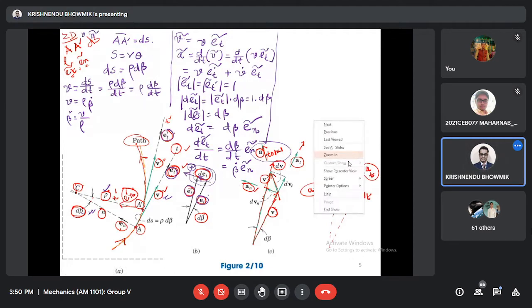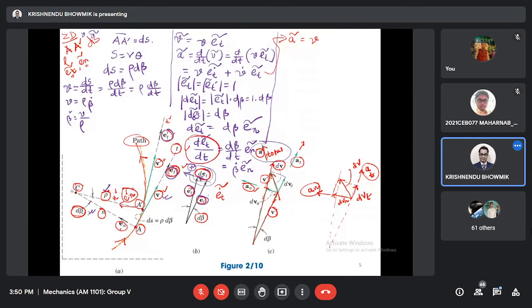Now, let me change color. So what we got here from this? Acceleration equal to dv dt, this is nothing but v et dot. Et dot equal to beta dot en. So we'll write here v beta dot en plus v dot et. Now this part is basically An and this part is basically At. This is the An part, this is the At part.